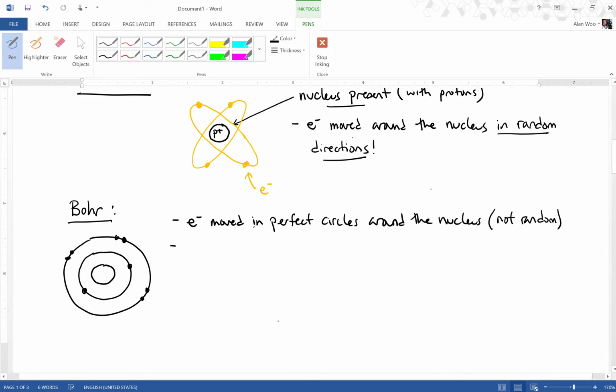The other good thing about the Bohr model is that it also represents neutrons too. So neutrons, we'll use that as our symbol for neutrons. Neutrons were contained inside the nucleus, along with the protons.